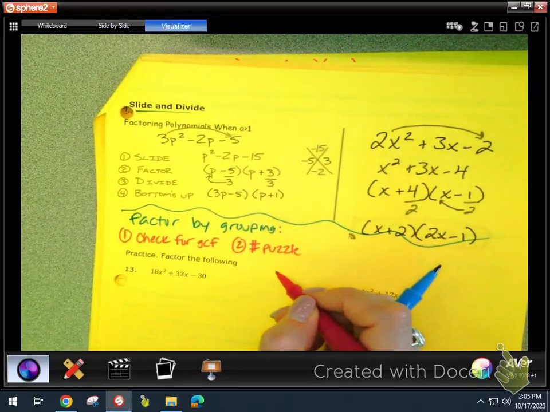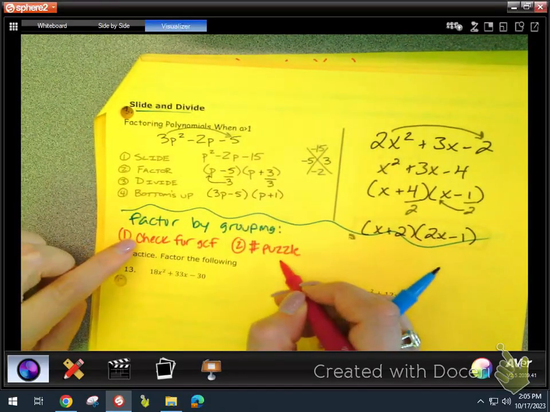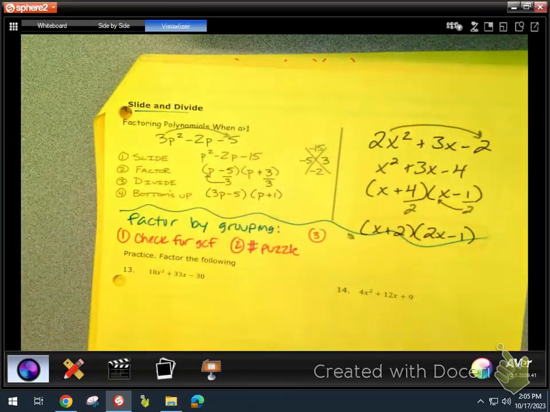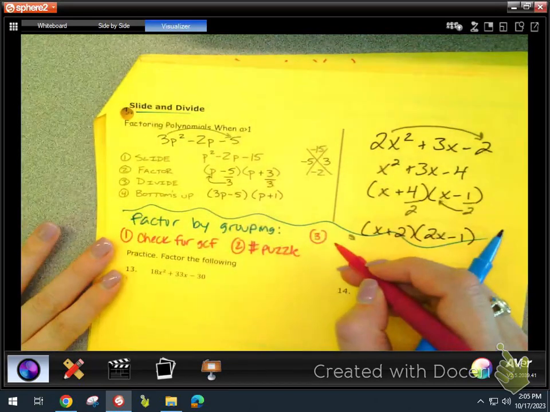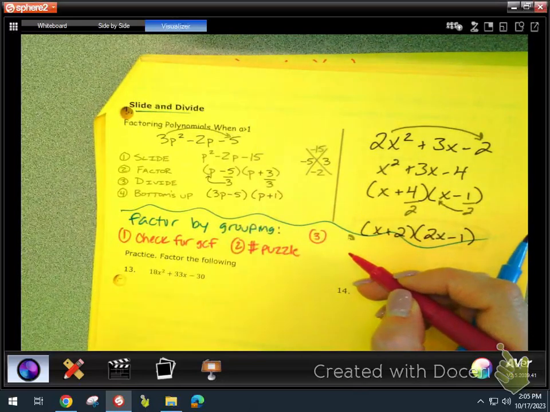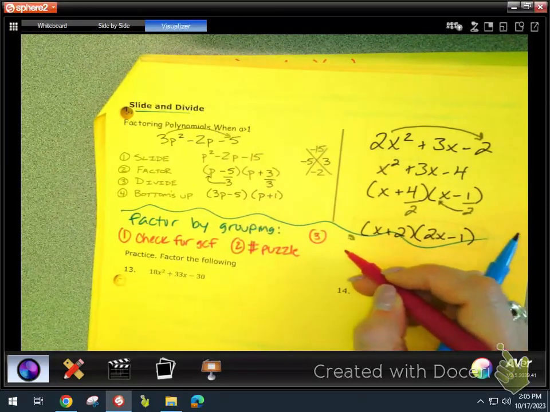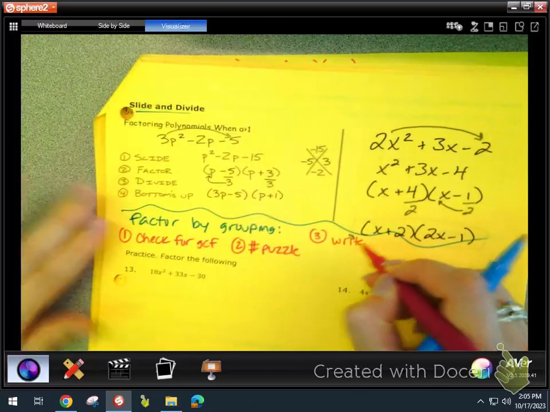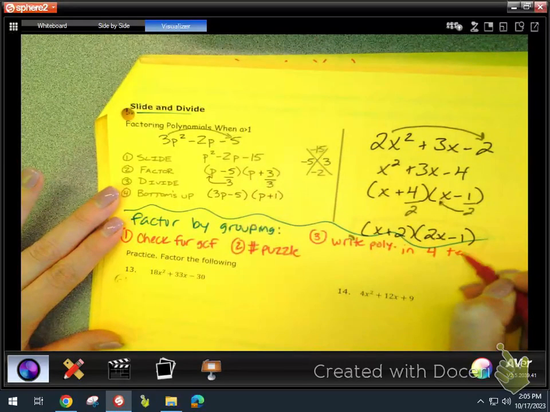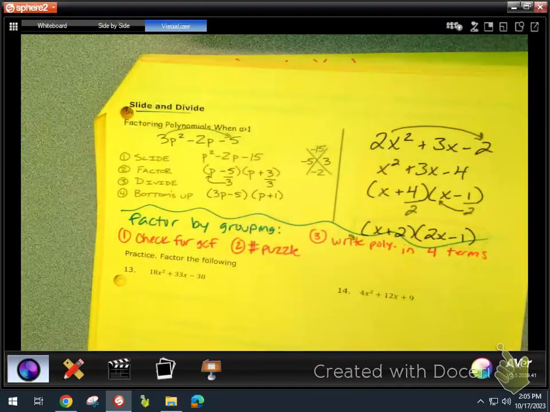Here's where grouping gets a little bit different. Everyone's method, you have to start with these. Grouping gets a little bit different in step 3. Step 3, I'm going to write up here in case I run out of room. After I get my 2 winning numbers, I'm going to write my trinomial, which is in 3 terms, in 4 terms. So write the polynomial in 4 terms. My number puzzle is going to help me figure out how to break it to go from a trinomial to a 4-term polynomial. So that's why we have to do that number puzzle.